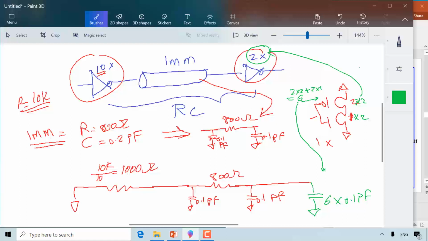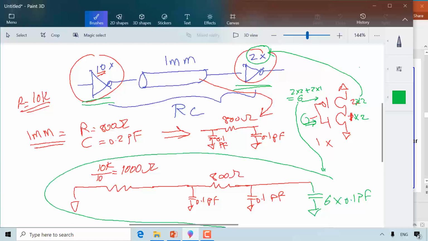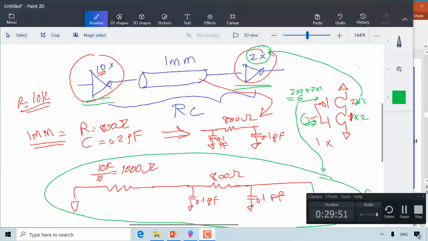So what I did in this example is convert the entire question, from two drivers and a wire, into just an RC circuit. We will stop at this point and continue our lecture in the second part of our class. Thank you.